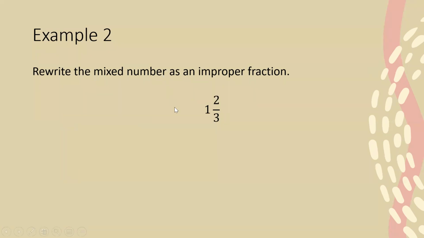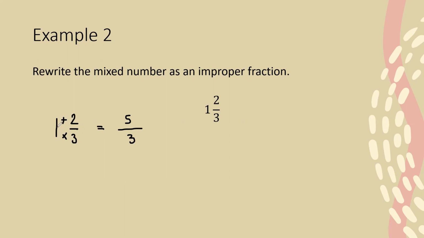In example 2, we're asked to rewrite this mixed number 1 2/3 as an improper fraction. So I write 1 2/3. Now I'm going to multiply 1 times 3, 1 times the denominator, and then we're going to add the numerator. So 1 times 3 will give me 3, plus 2 will be 5. And now for our denominator, we carry this denominator over. 3 is the denominator here, so we carry it over, and that is our new improper fraction.